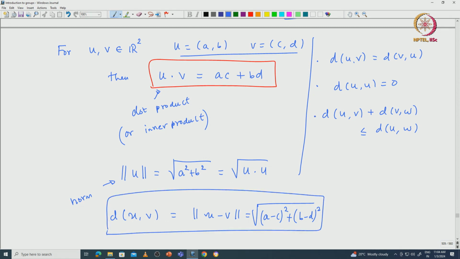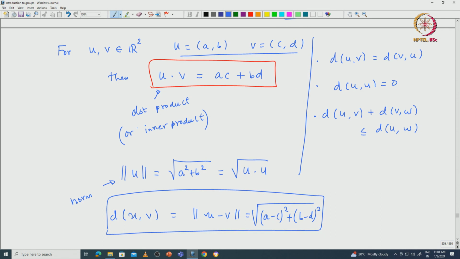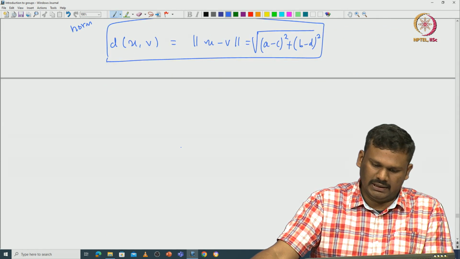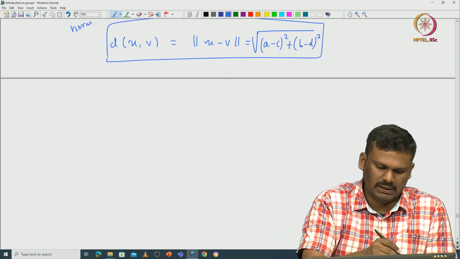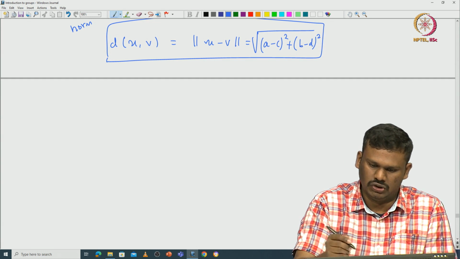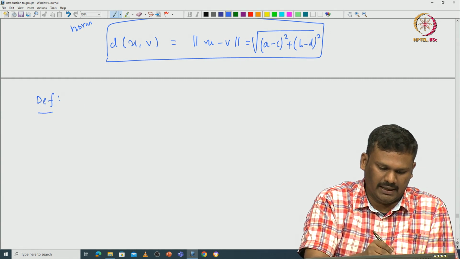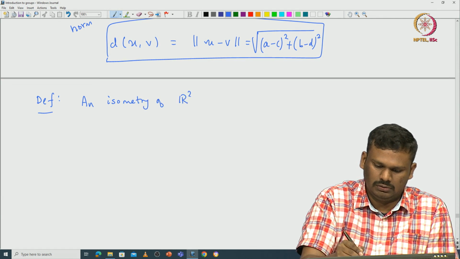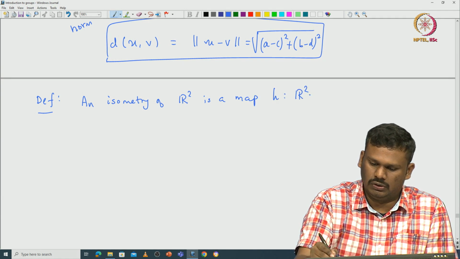Now we have distance and we have the inner product on R2. With respect to that, we want to study some maps that preserve these properties. What do I mean by that? Let me define what an isometry is. It is a very important object studied in geometric group theory. An isometry of R2 is a map, let us call it H, from R2 to R2.